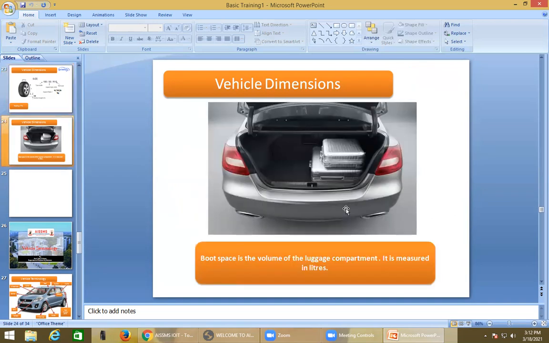Then boot space. Look at the picture. Boot space is the volume of the luggage compartment. This total volume of the luggage compartment is called the boot space. It is measured again in terms of liters. As you might have learned about how to read the capacity of the refrigerator, again, refrigerator capacity is in terms of liters. Similarly, the boot space is the volume of the luggage compartment, and it is measured in terms of liters.